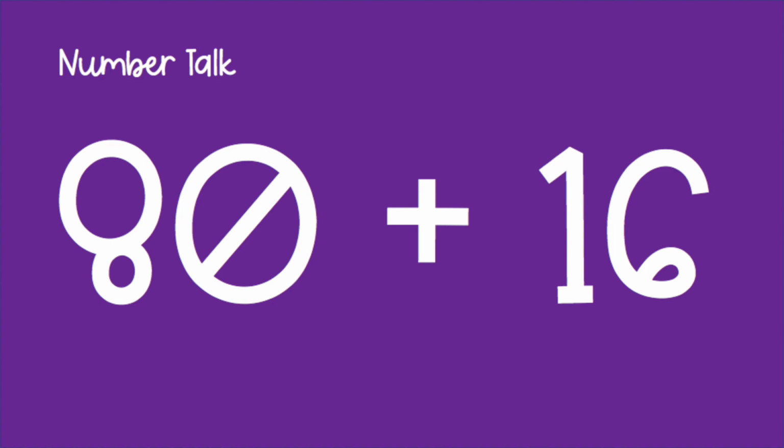Another way we could do this is with the algorithm, where we stack them on top of each other. 0 plus 6 is 6, 8 plus 1 is 9. We could do this by separating 16, which is also 10 plus 6. So we could add 80 plus 10 is 90, plus 6 is 96. Notice that all of the different ways that we're doing this, we still get that common answer, or that same answer, of 96.